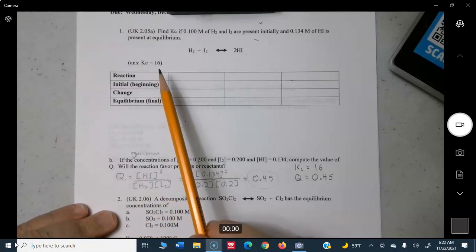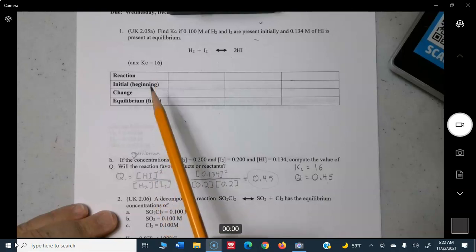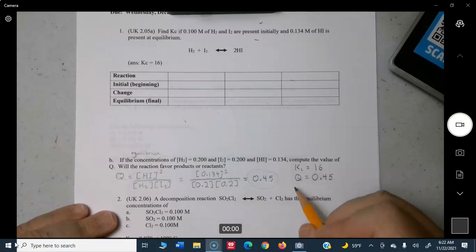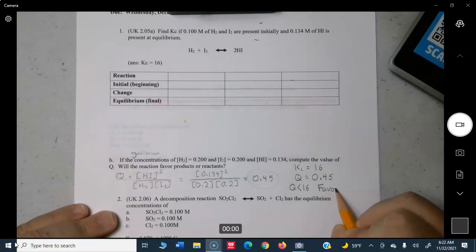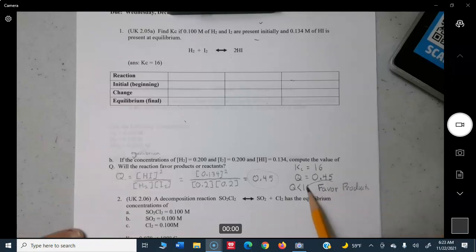So what the equation would like to do is get this mixture up to an equilibrium value of 16, but it's way below that. So if Q is less than 16, it's going to move in the direction of products. That means it's going to favor products. It's going to move from left to right in the direction of products. And so that's your final answer.